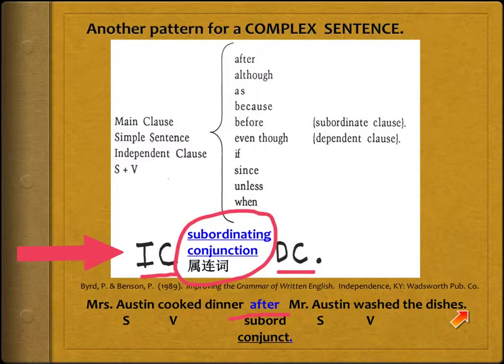Notice here, if we just wrote this part right here, Mr. Austin washed the dishes, we have an independent clause. What is causing it to be a dependent clause is having the word after, that subordinating conjunction. Notice if I just said, after Mr. Austin washed the dishes, that by itself is not complete. It needs to have more said. It needs the independent clause, Mrs. Austin cooked dinner.